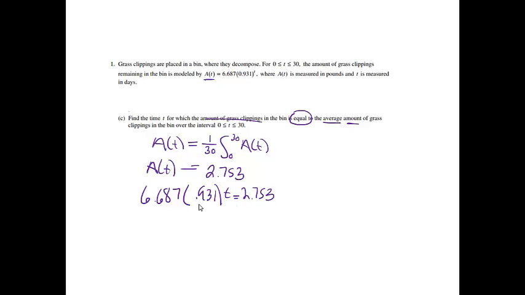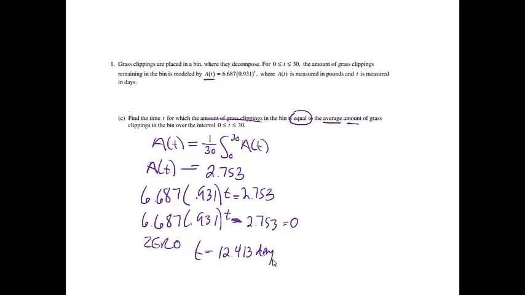And then I'm going to subtract 2.753. So I'll get something that looks like this: 6.687 times 0.931 to the t minus 2.753 equals 0, because if it's set equal to 0, then I can use the zero feature of my calculator, and when I use it, I'll get t equals 12.413 days.